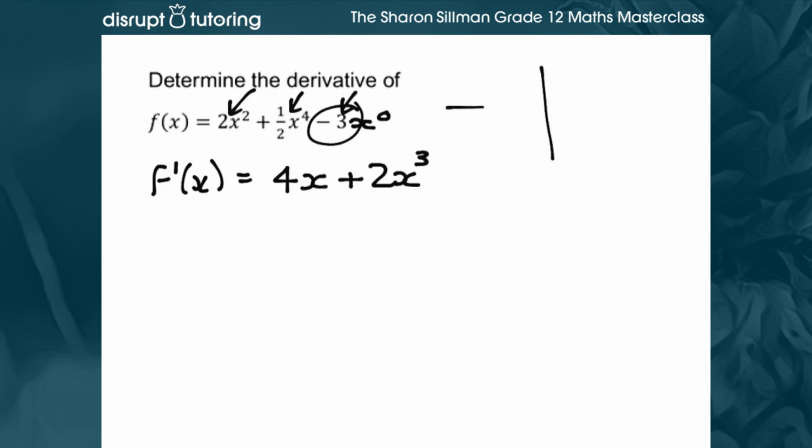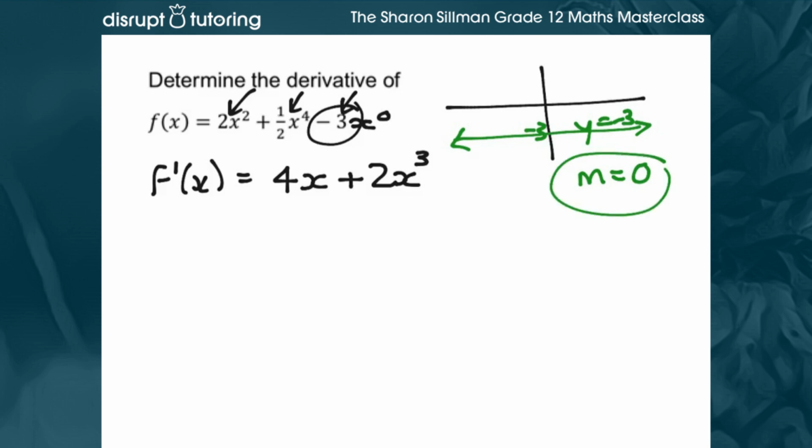So let's consider what the function y equals minus 3 looks like. So if that's going through minus 3, this is the line y equals minus 3. And consider what the gradient of that line is. If we have a horizontal line, the gradient is 0. So this 0 that we are not bothering to write there is representing the gradient at any point of that function, because no matter where I'm looking all the way along this line, the gradient will be 0.